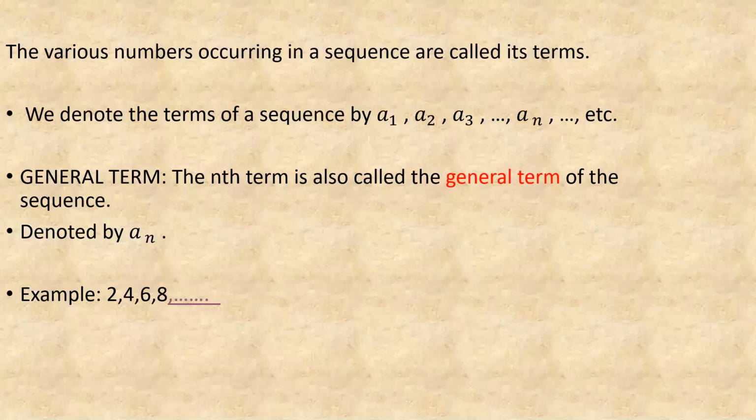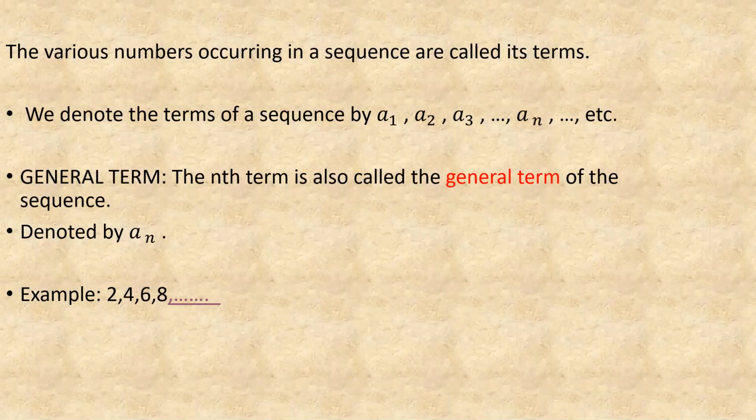Clear? Now, what is a general term? When we put n in anything, it becomes the general term, like we denote by an. Can you see this example? 2, 4, 6, 8. By seeing this, can you predict the next term? Yes, ma'am. 10. We all know the table of 2. You are all intelligent. So it will be 2, 4, 6, 8, 10, and you can tell the terms even after that, right?